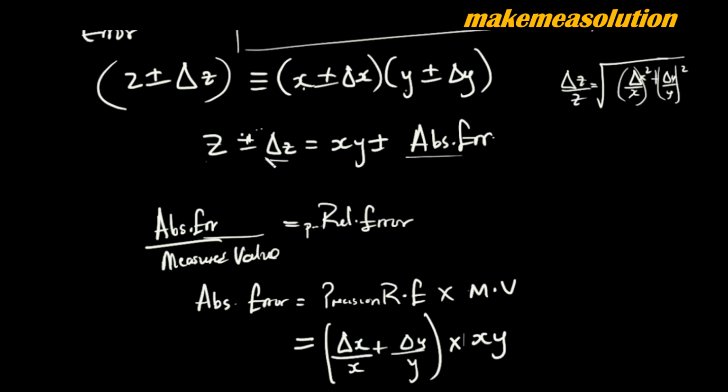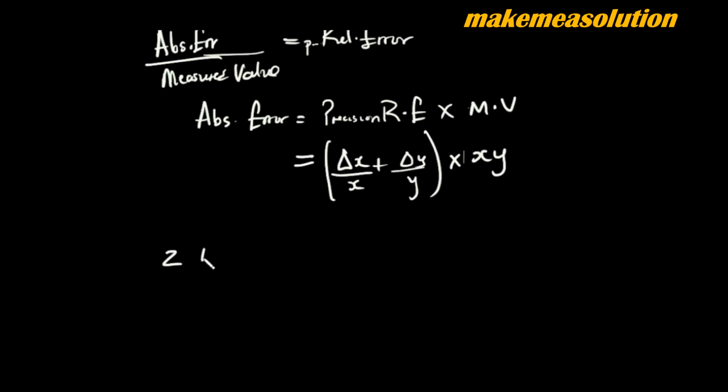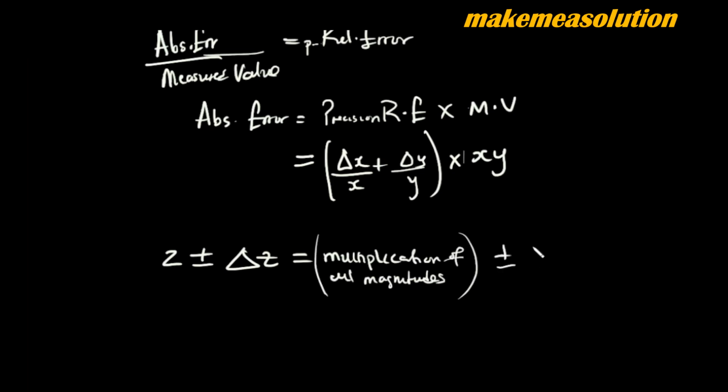And finally you should house the expression in this way: z plus or minus delta z is equal to the multiplication of all magnitudes involved, plus or minus absolute error. And the absolute error is simply the sum of individual relative errors times the measured value. So this should give us the result. Don't worry, we are going to solve an example.